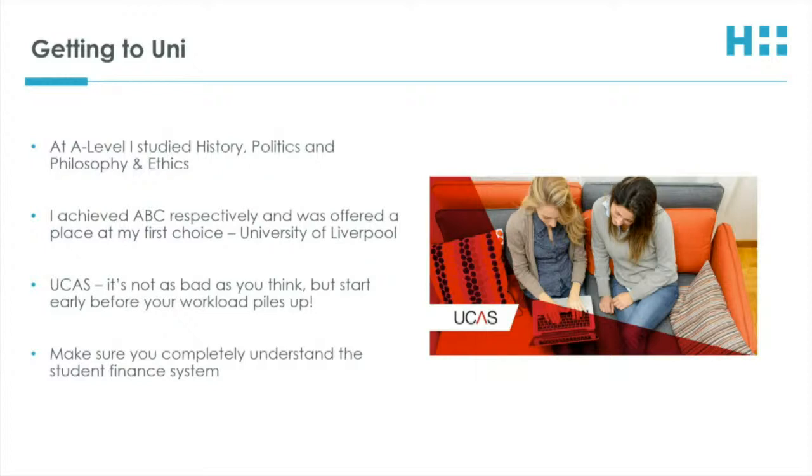So first of all, getting to university. I chose A-levels that I enjoyed that were loosely related. They weren't a requirement for my course, but some courses ask for specific A-levels. So if you're doing medicine, they might ask for some sciences, things like that. Doing history, they didn't ask for any specific requirements of A-levels, but I chose politics and philosophy and ethics alongside them just because they gelled quite well with the humanities. They're quite similar subjects. So I received A, B, C, so A in history, B in politics and C in philosophy and ethics, and I was offered a place at my first choice, which is the University of Liverpool.